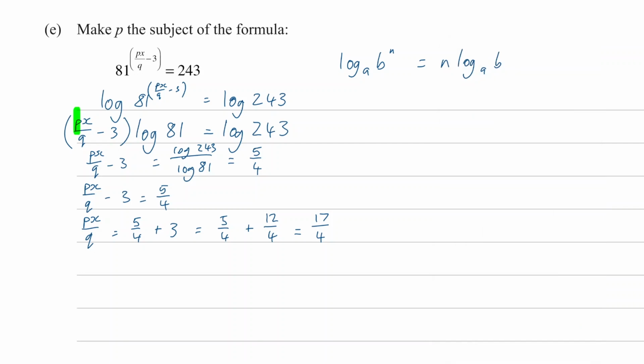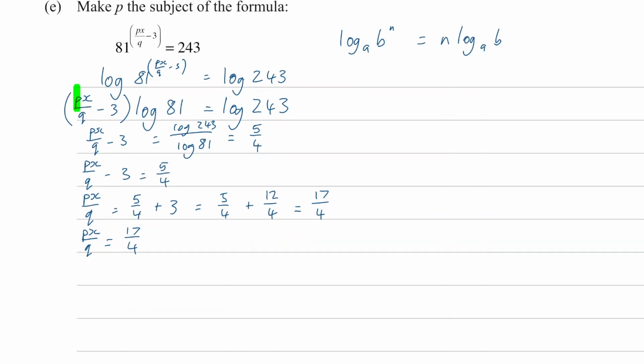So we have px over q equals 17/4. Now again, we're making p the subject. So I'll multiply both sides by q and divide both sides by x to give us p equals 17q divided by 4x.